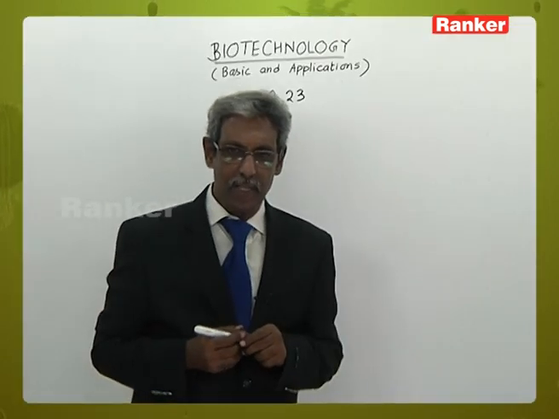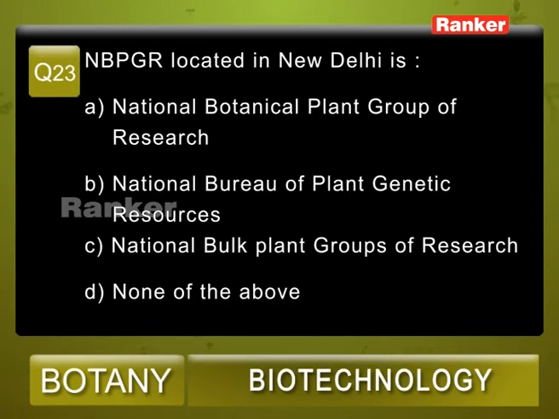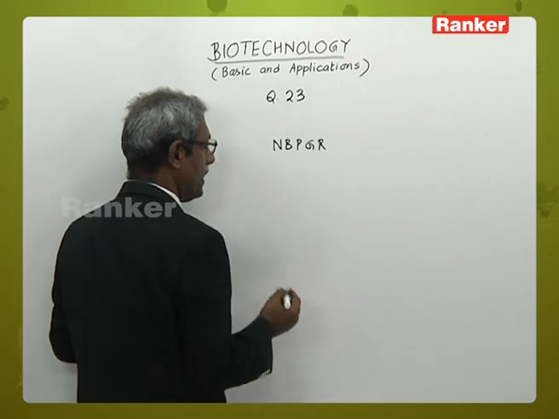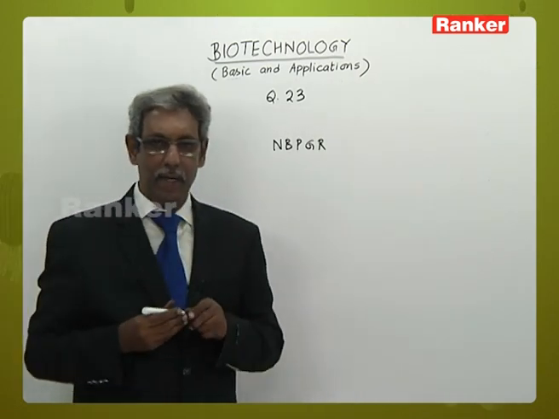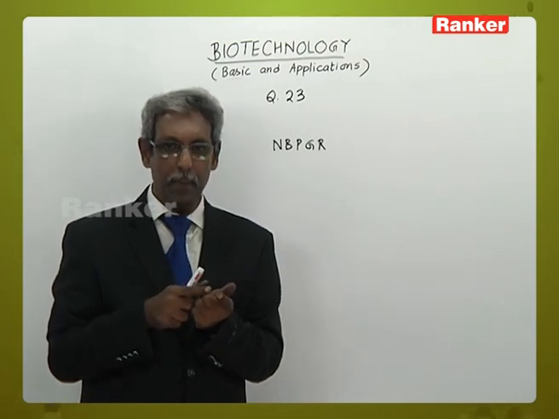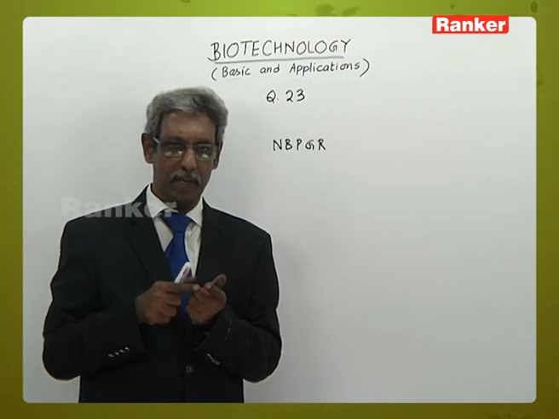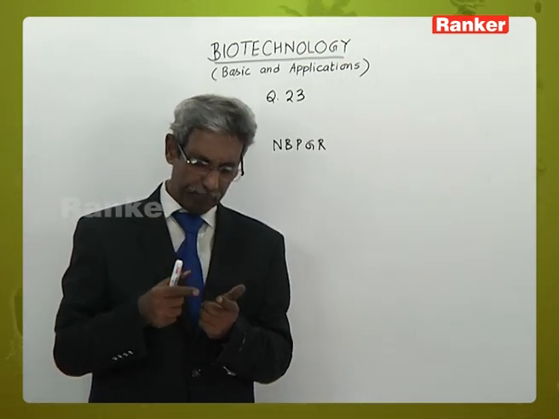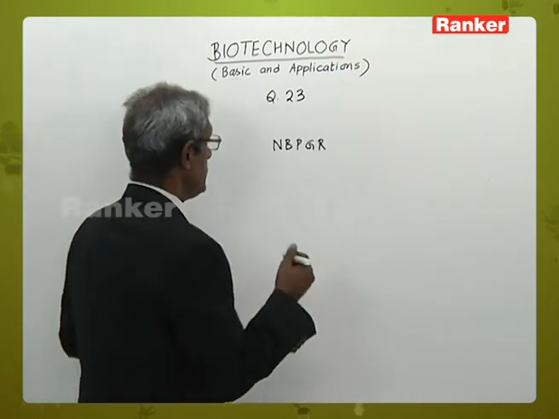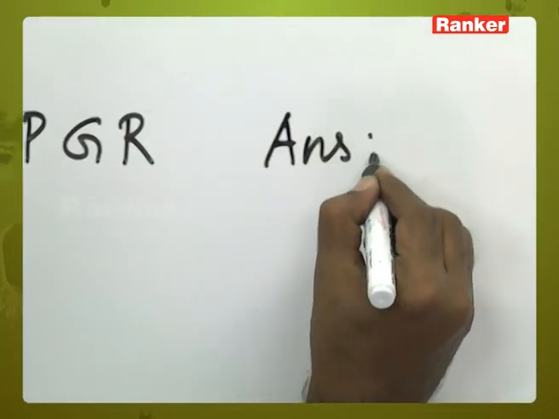Question number 23 asks, NBPGR is located in New Delhi. What is the full form of NBPGR? It is the National Bureau of Plant Genetic Resources. The National Bureau of Plant Genetic Resources is located in New Delhi, and it deals with germplasm conservation, preservation, and also improvement of the genetic resources, which is the basis for the variability of all the agricultural and horticultural crops in India. Hence, the answer is B.